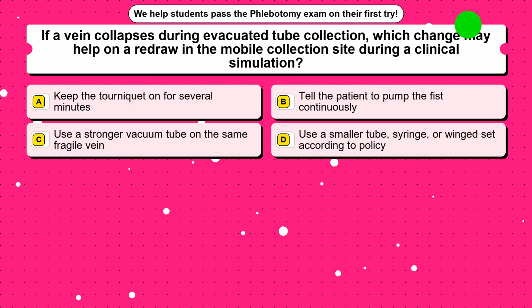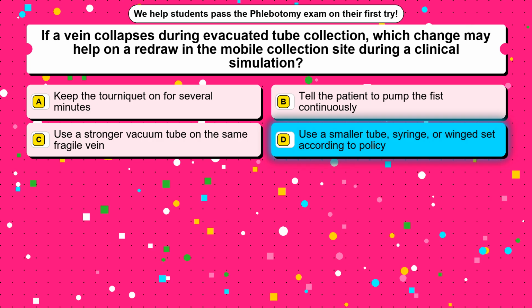Question 27. If a vein collapses during evacuated tube collection, which change may help on a redraw in the mobile collection site during a clinical simulation? Option A. Keep the tourniquet on for several minutes. Option B. Tell the patient to pump the fist continuously. Option C. Use a stronger vacuum tube on the same fragile vein. Option D. Use a smaller tube, syringe, or winged set according to policy.